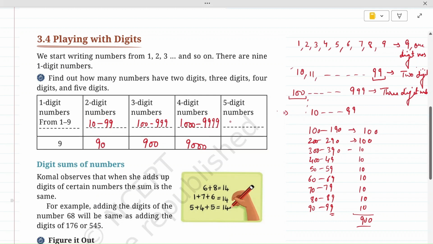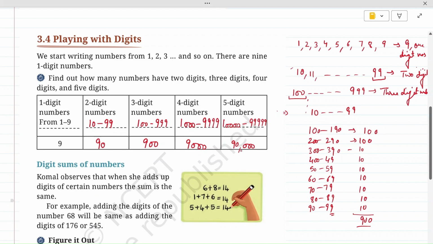Now coming to the last one, 5-digit number. Smallest 5-digit number is 10,000, okay, 1, 2, 3, 4, 5, and the largest one is 99999, 5 times. And how many numbers are there in between them? So next to it is 90,000. And the same criteria we are going to use in every range to calculate it.